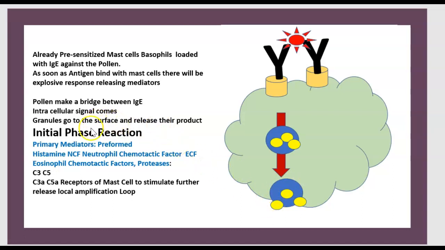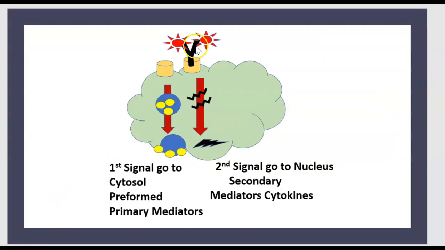This initial phase reaction go to primary mediator with preformed histamine, neutrophil chemotoxic factor, eosinophil chemotoxic factor, and protease. C3a and C5a receptor of mast cell stimulate further release for amplification of loop. The second signal is for mediator cytokine.